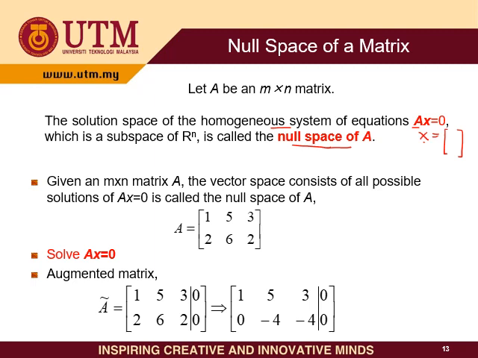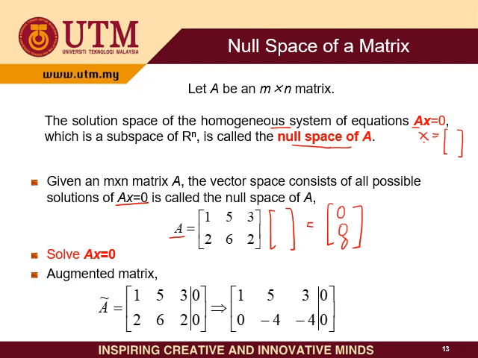Example here. Given an m by n matrix A, the vector space consisting of all possible solutions of Ax equal to 0 is called the null space of A. So we have our A, then we must find the x here, and it equals 0, right? So we need to solve this as a linear system.